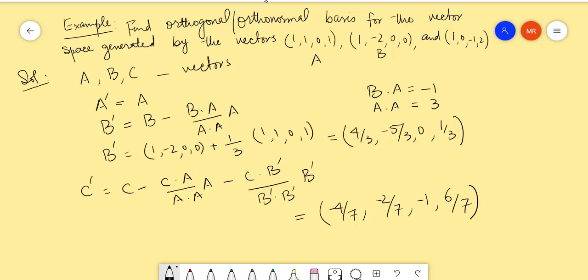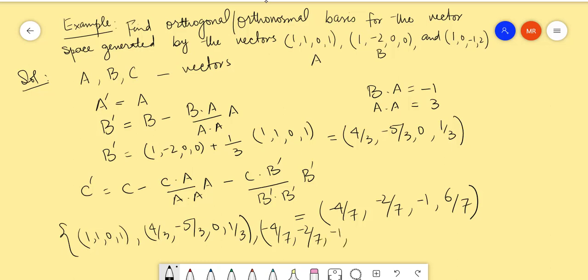And hence the new set of vectors given as (1, 1, 0, 1), (4/3, minus 5/3, 0, 1/3) and (minus 4/7, minus 2/7, minus 1, 6/7) is an orthogonal basis of the vector space. And if we want to find the orthonormal basis, we divide each of these vectors by their magnitudes to have an orthonormal basis of this vector space. Thank you.